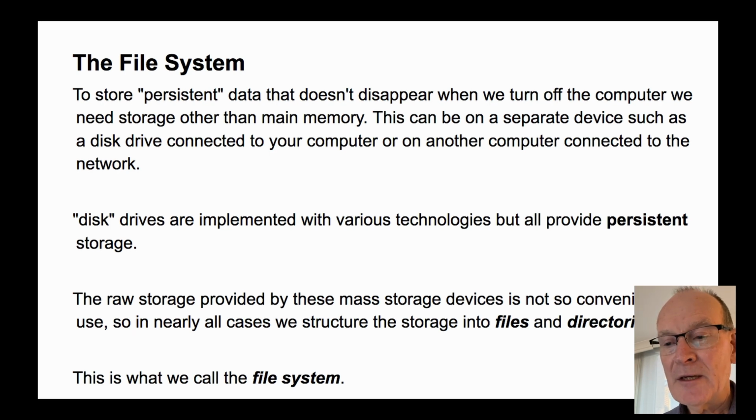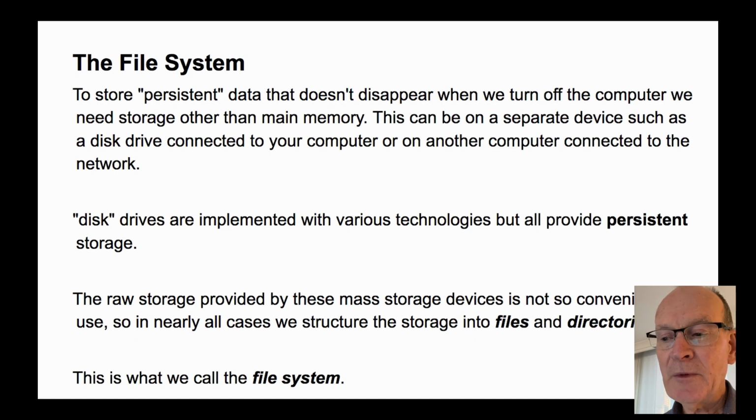Persistent data is the sort of data that doesn't disappear when we turn the computer off. If you store information in the main memory, when you turn the computer off, the main memory gets switched off, and in general it disappears. Now, there are types of storage that we can use for main memory that doesn't disappear, but the usual memory, the fast memory used in a normal computer system, will disappear when you turn the power off.